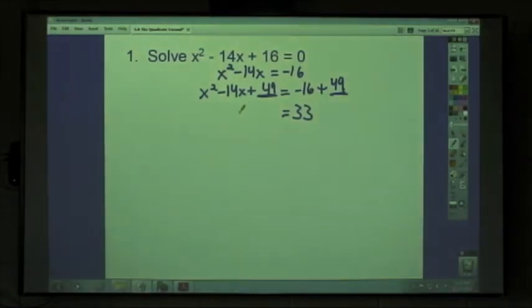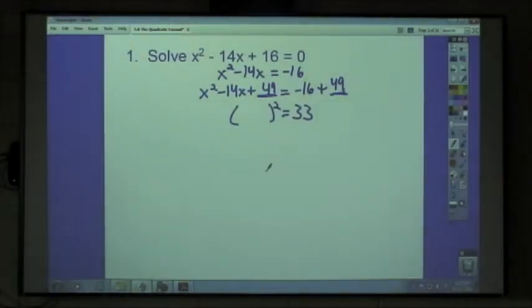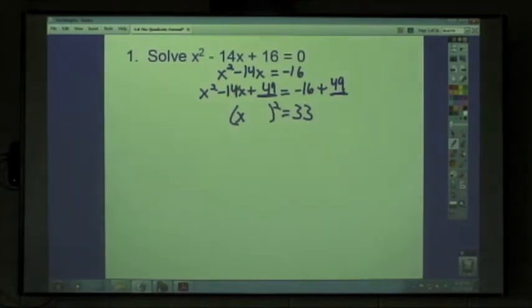Then, on the left-hand side of the equation, the reason that we added this 49 is to make it be one of those perfect square trinomials like we talked about last time in class. So we know it's going to be a perfect square. What's going to be in this parentheses is going to be x, and then whatever you did when you took the negative 14 divided by 2, that's going to be right here. You should have negative 7.